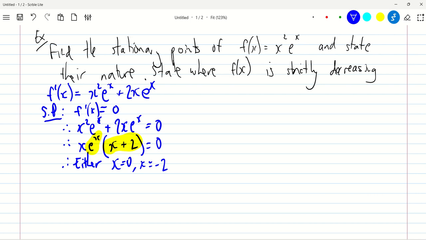Let's just quickly find the y value of that. So we've got 0 when x is equal to 0. y is equal to 0 times e to the 0 times 1, but that's just 0. So 0, 0 is a stationary point, and we've also got the point -2. When x equals -2, I'm just going to do some working out over here, it'll be equal to 4 times e to the -2. So I'm just going to write that, 4e^-2. So those are the coordinates of the stationary points for this particular graph.